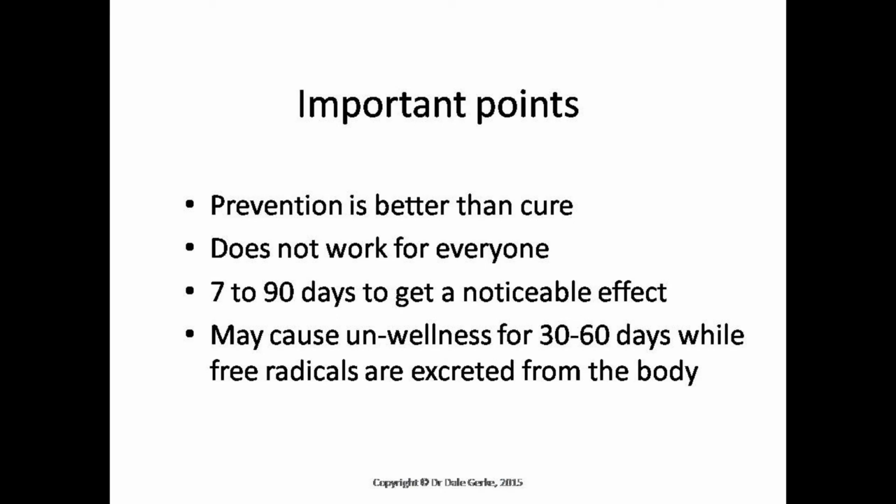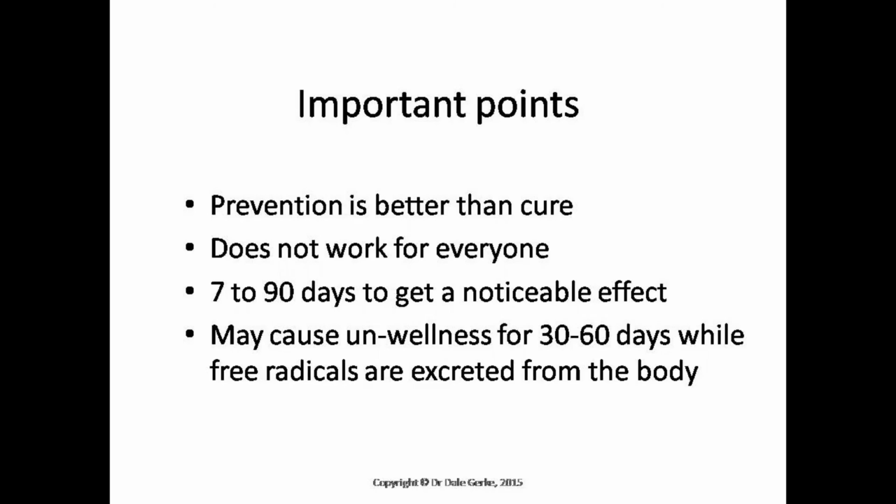It takes normally 7 to 90 days to get a noticeable effect when you supplement with antioxidants. And you may feel a little unwell in the first 30 to 60 days while free radicals are being excreted from the body. Now, why is that so? Well, when you supplement with antioxidants, they attack the free radicals that are in your body, and the free radicals are deposited in the bloodstream.